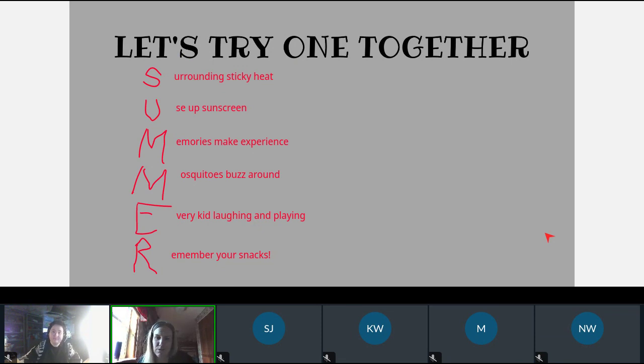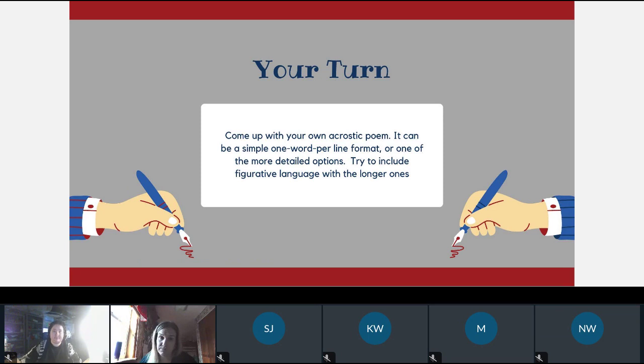It is stupendous. Well done. So now it is your turn. You're going to come up with your own acrostic poem. It can be a simple one word per line format, or it can be one of the more detailed. You can do one word, multiple words, or make them into sentences. You can use punctuation, you can use rhyming, or you can make it go all the way around, and kind of weave in and out as one word or paragraph, okay?